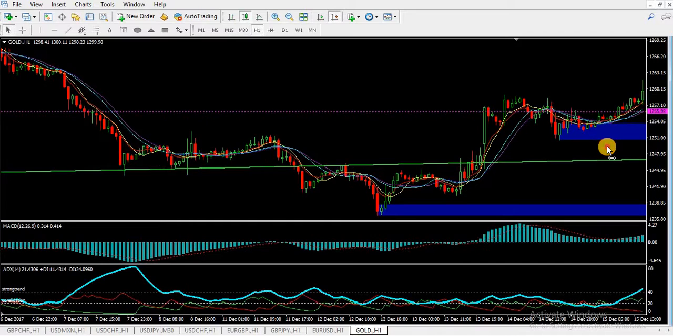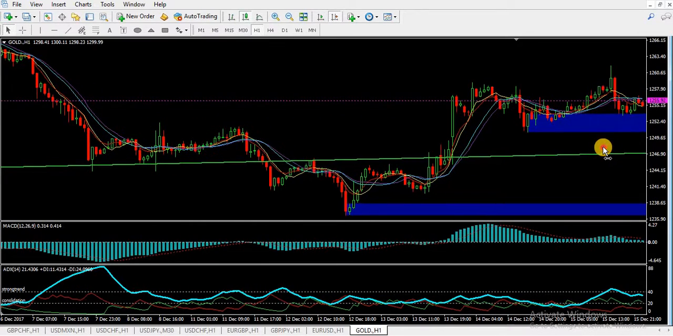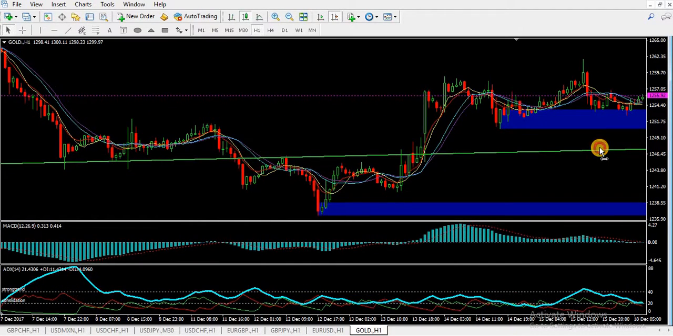Wait, that's not a good confirmation. It's ranging. You see, even the stochastic is ranging. Even here it started to range. But here is a buy. Do you see there's a buy zone? I'm anticipating that this is going to be bullish, but we just want to be trading this strategy right now.